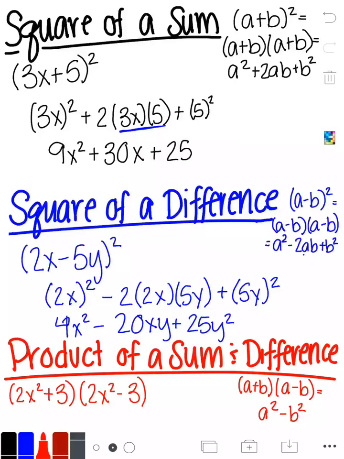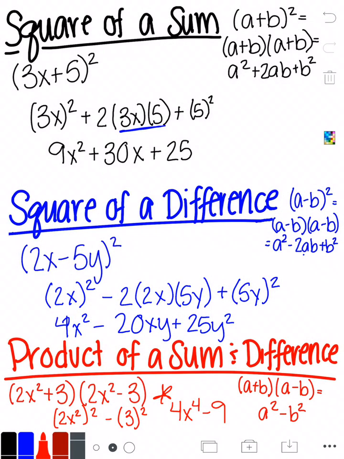So that gives us 2x squared minus 3 squared. So 2 squared is 4. X squared times 2 is going to be x to the 4th. And 3 squared is 9. That's our answer right there. 4x to the 4th minus 9. Easy enough, because we're just taking a squared minus b squared.